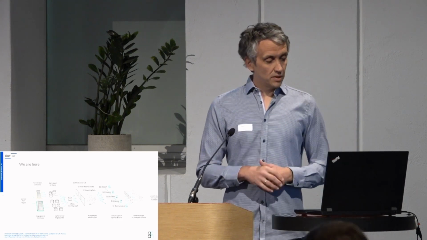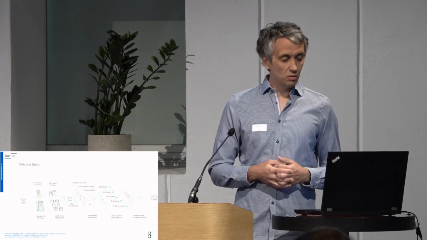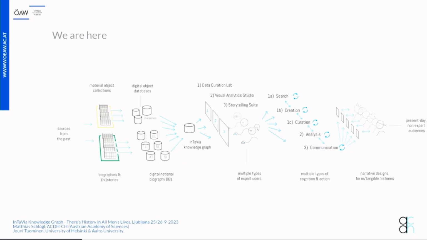So this is kind of an overview of the whole data set. On the left side, you see the original sources, the digital national biographies, and then those biographies go into the knowledge graph. That's what we are presenting here. And after the knowledge graph, via the REST API, we have the visual analytics studio and the storytelling suite that are going to be presented later on.